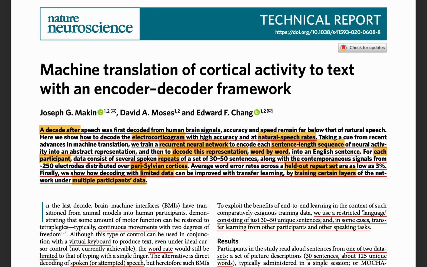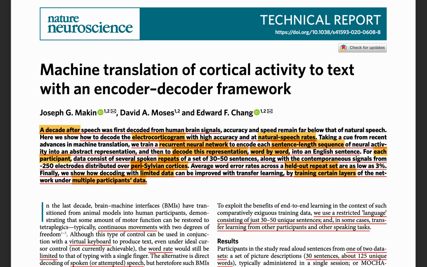Out of those 4 participants, each participant had to repeat several sets of sentences. This is the first data set, around 30 to 50 sentences, and there is another data set we'll look at shortly called MOCHA. It was used in 2 subsets, MOCHA-1 and MOCHA-2. The information was again collected using 250 electrodes distributed over the perisylvian cortex, and this region, I looked it up, is responsible for speech related activities in the brain.